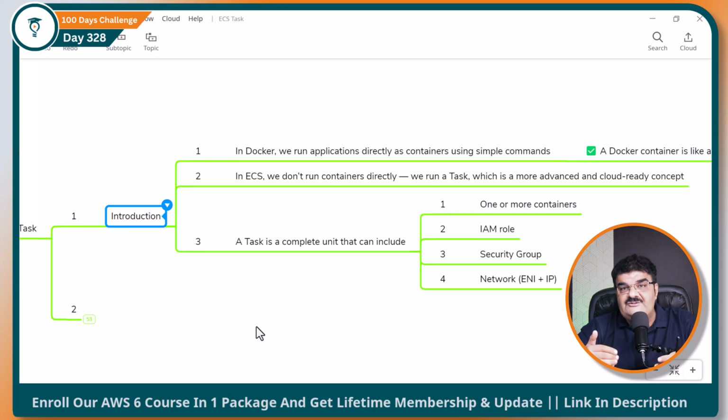If we are going to talk about task having some advantages specifically required for the cloud. If you look at over here, the task is a complete unit. It can include one or more containers. Container is a single unit. Task may have multiple containers. You can attach role with the task, IAM role, which is most important. Why? I will tell you about it.